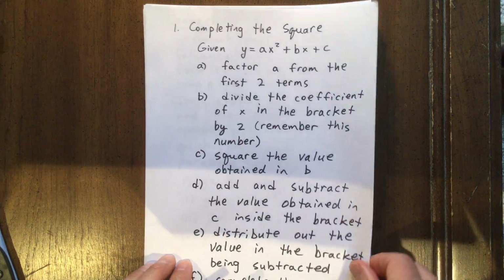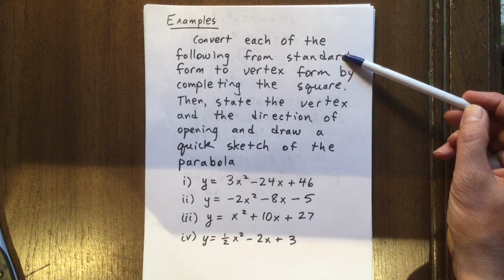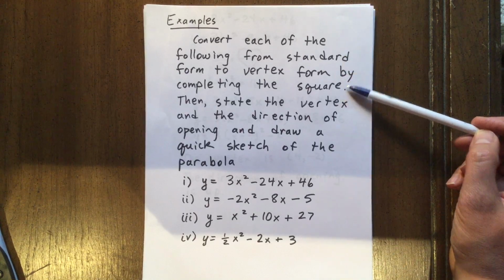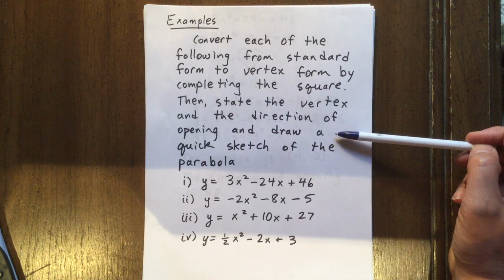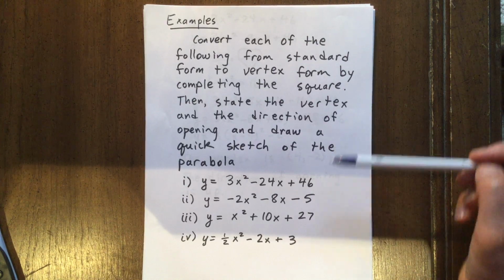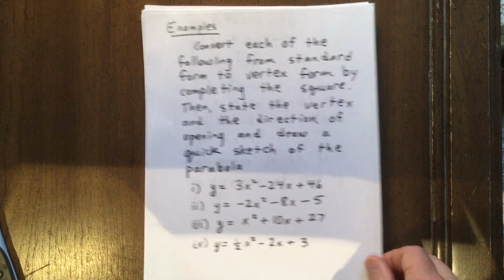So what does that look like in practice? Let's take a look. We're going to convert each of the following from standard form to vertex form by completing the square. We're then going to state the vertex and the direction of opening and draw a quick sketch of the parabola. We're going to do that for these 4 quadratic relations.